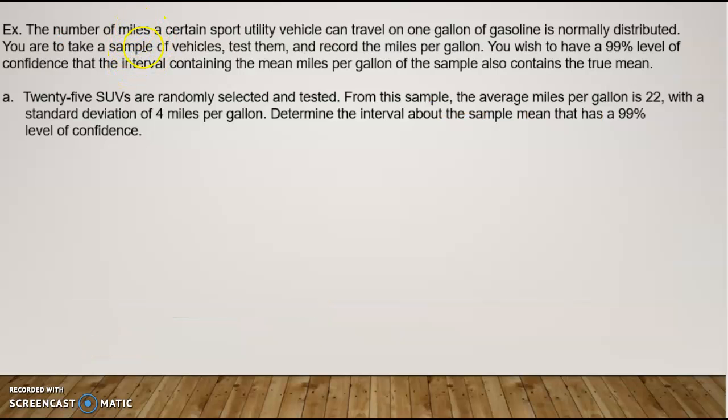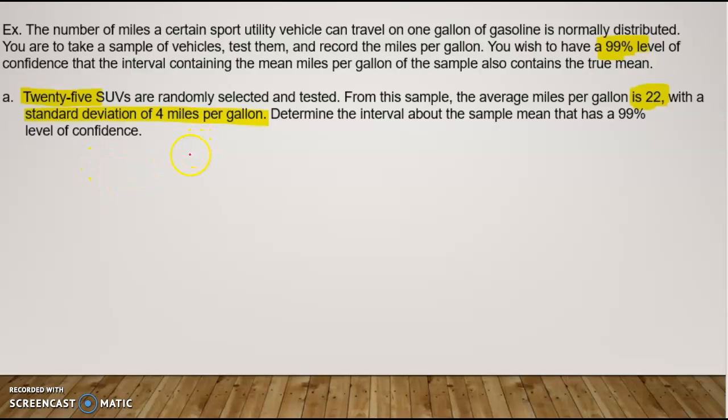Okay. The number of miles a certain sport utility vehicle can travel on 1 gallon of gasoline is normally distributed. You are to take a sample of vehicles, test them, and record the miles per gallon. You wish to have a 99% level of confidence that the interval containing the mean miles per gallon also contains the true mean. So the first one we've got is 25 SUVs are randomly selected and tested. From this sample, the average miles per gallon, that's your X, is 22, with a standard deviation of 4 miles per gallon. Determine the sample interval about the sample mean that has a 99% level of confidence.